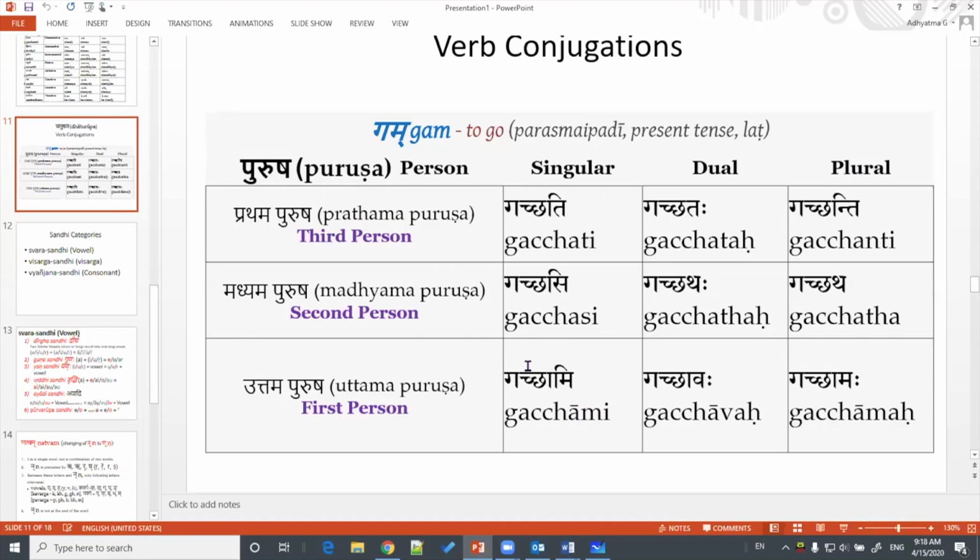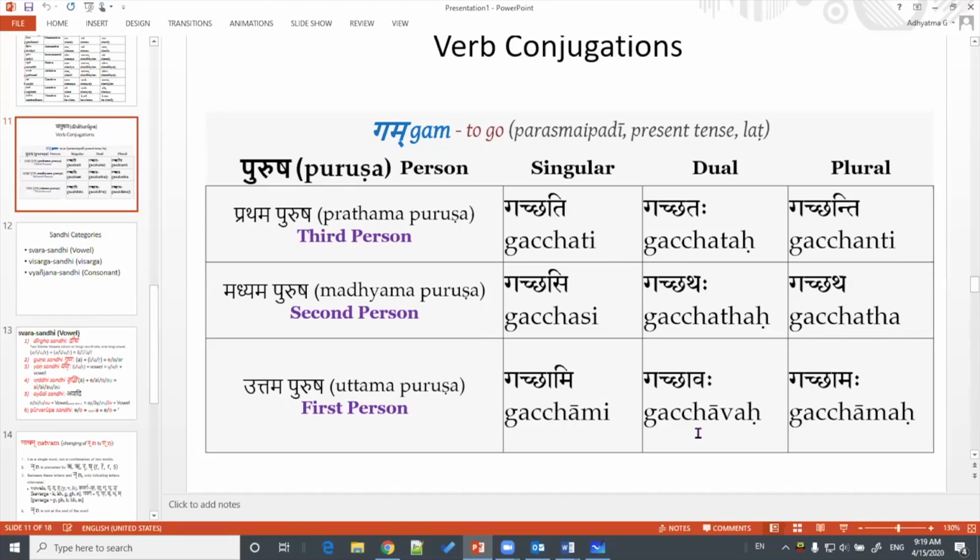Gacchami: if I just say gacchami, and gam means to go, and it's present tense, I know that the meaning of this word becomes I go, because it's singular first person. If I say gacchamah, it's plural first person, and the meaning becomes we go. So just a single verb form makes a complete sentence in Sanskrit. As I told you, the verb is the central feature of a sentence in Sanskrit.